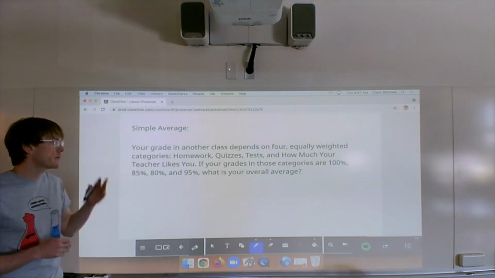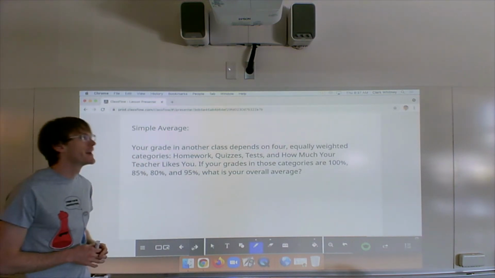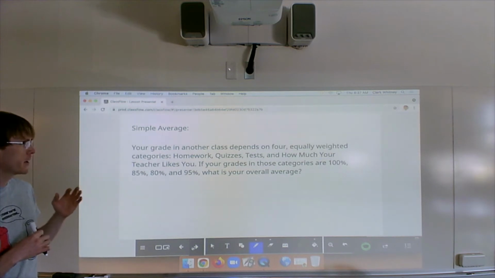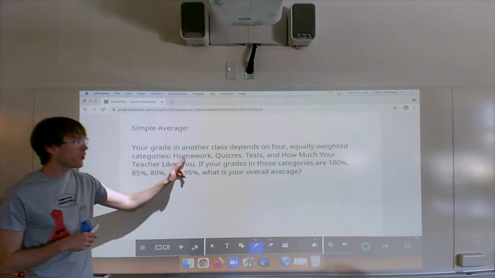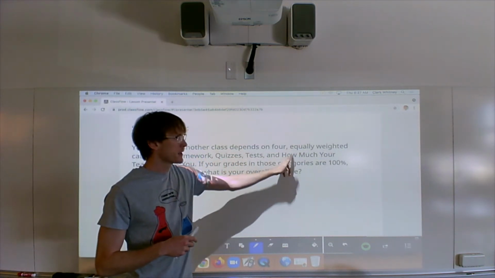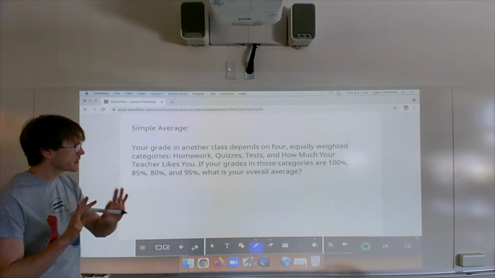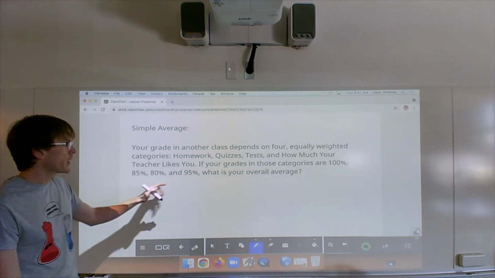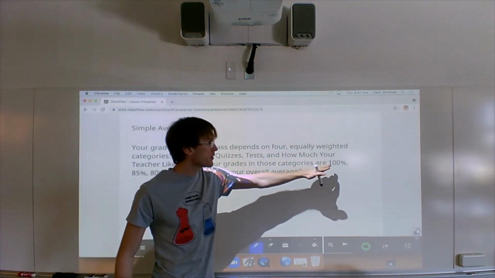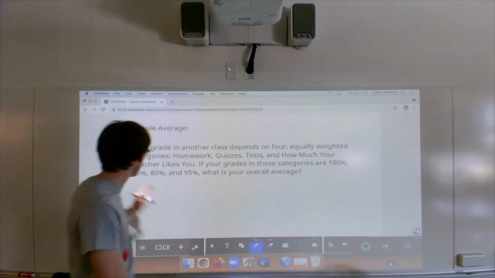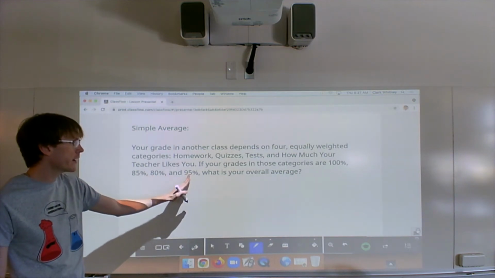Let's consider this. If your grade in another class had 4 equally weighted categories, and those are homework, quizzes, tests, and how much your teacher likes you. Again, not my class, just a different class. Let's just say that those were the grading criteria. And your scores in those 4 areas were 100%, 85%, 80%, and 95%.